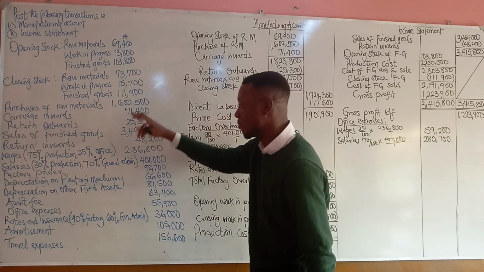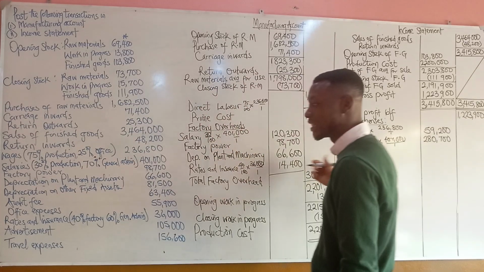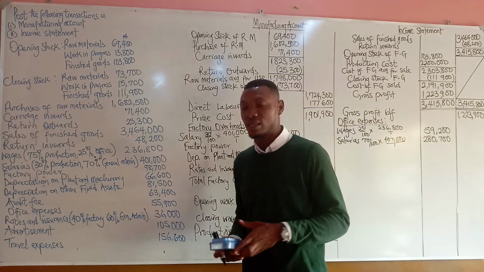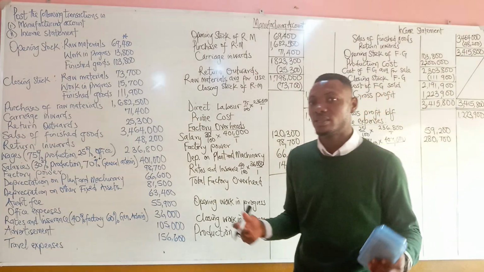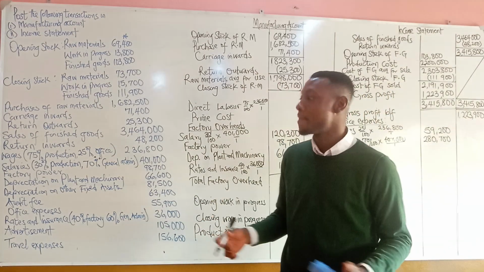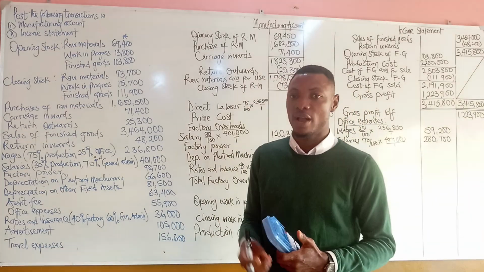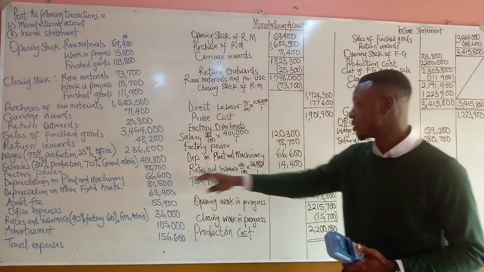Now, factory power goes to manufacturing. Depreciation of plant goes to manufacturing. Depreciation on other fixed assets goes to our expenses incurred. Now, remember that a fixed asset in itself is not an expense, but the depreciation which arises as a result of wear and tear. Depreciation which arises as a result of wear and tear goes into expenses in our profit and loss account.